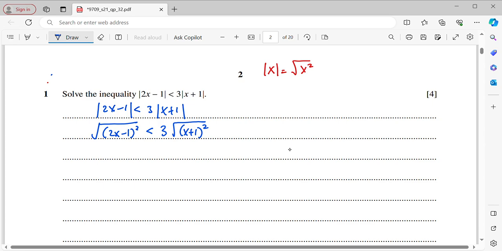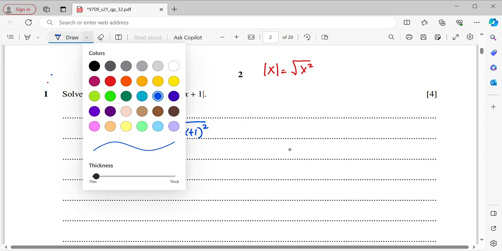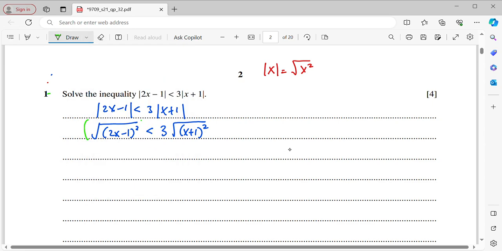To eliminate the square root, we need to square both sides. Looking at the left hand side, the square and square root will be cancelled off, and you'll be getting a quadratic function. Then the 3 must be brought into the square root. When we bring it into the square root, the square and square root will be cancelled off. That means you will be getting (2x minus 1) squared less than 3 times (x plus 1) squared.